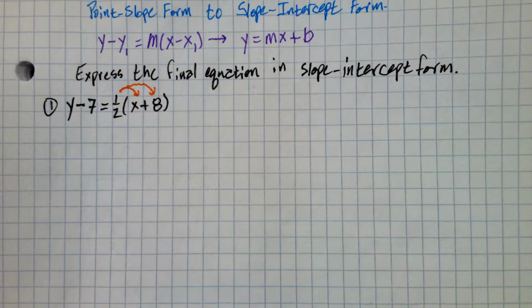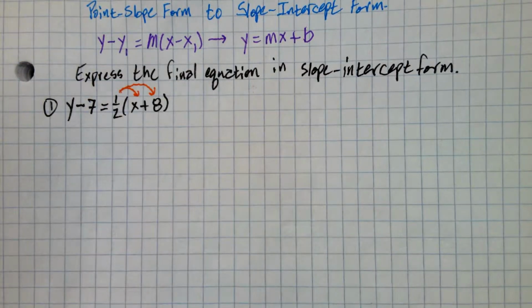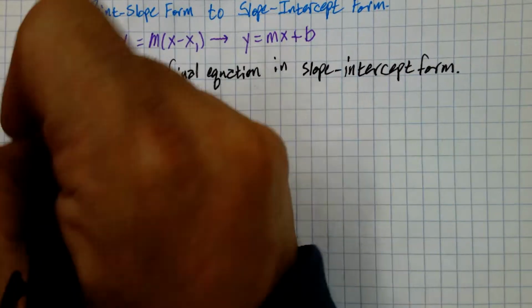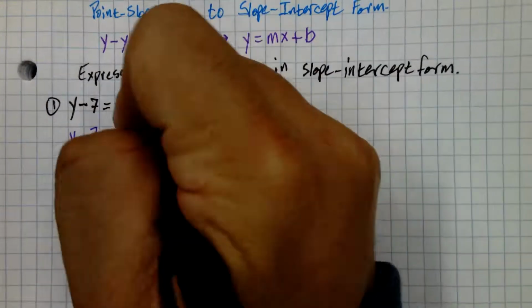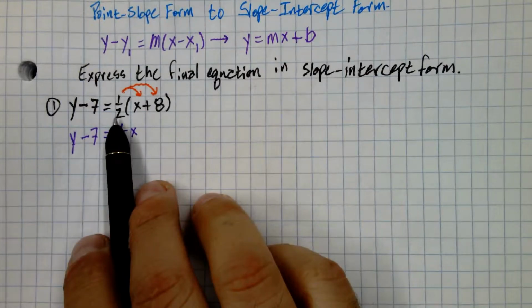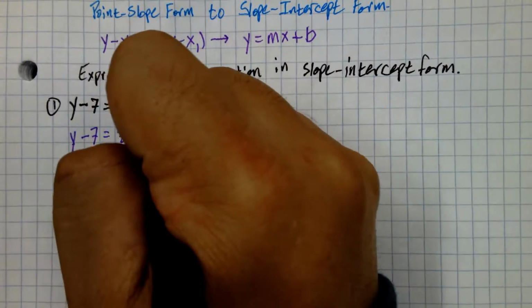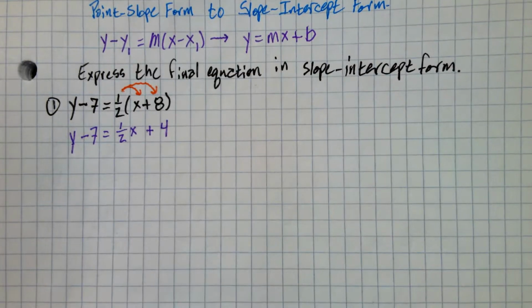Almost always you can distribute. And so that's what we're going to do here. So let's see what that gives us. That will be y minus 7 equals 1/2 x. And when I multiply a half with 8, I get half of 8 is 4. So there is our first step, distribute. And we're almost there, believe it or not.